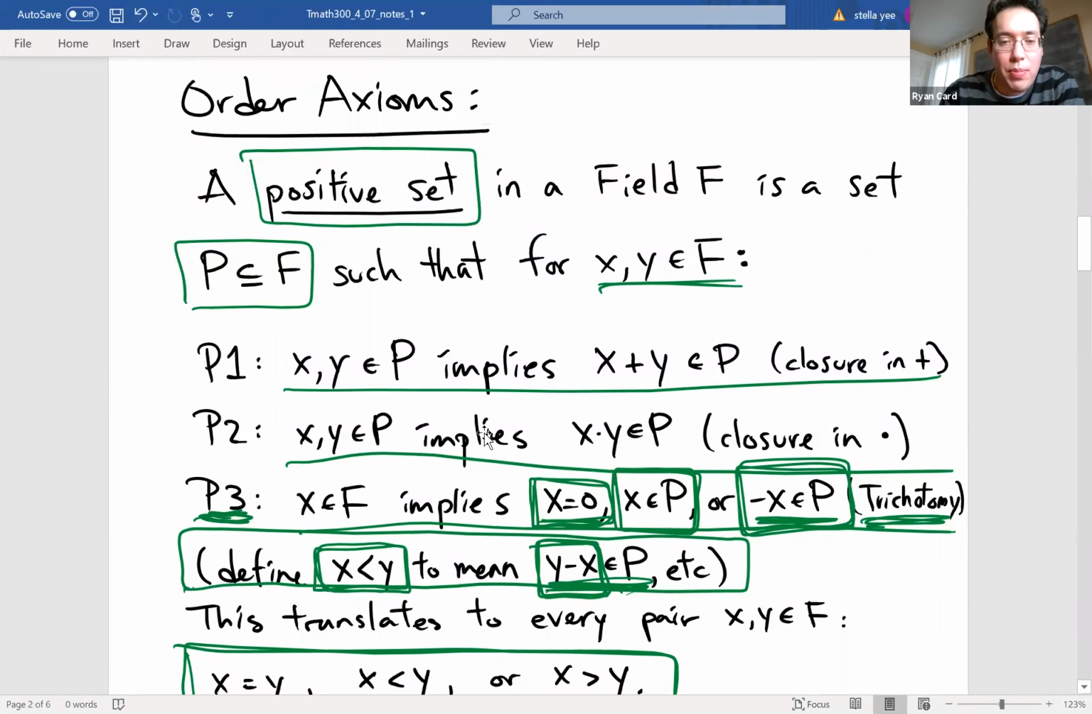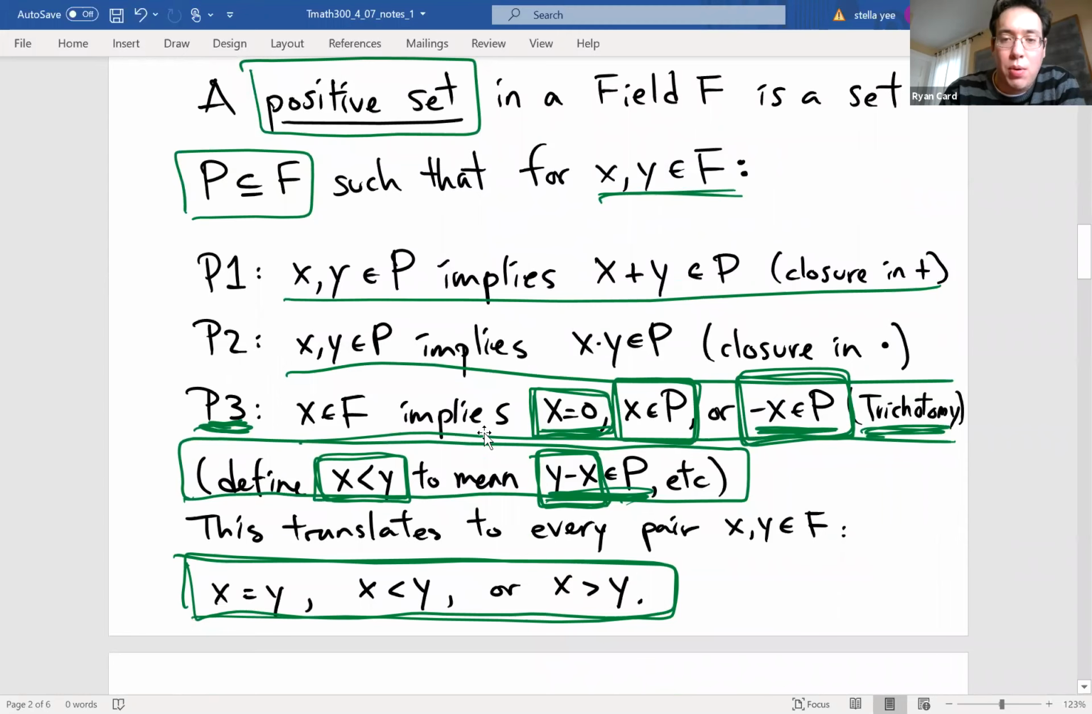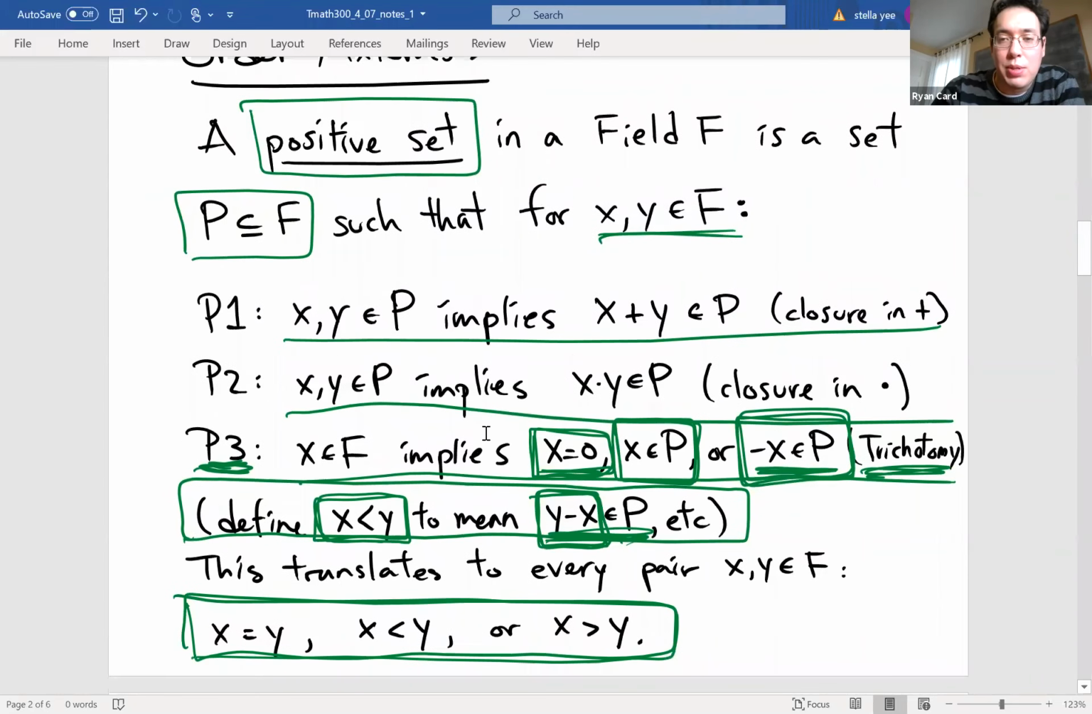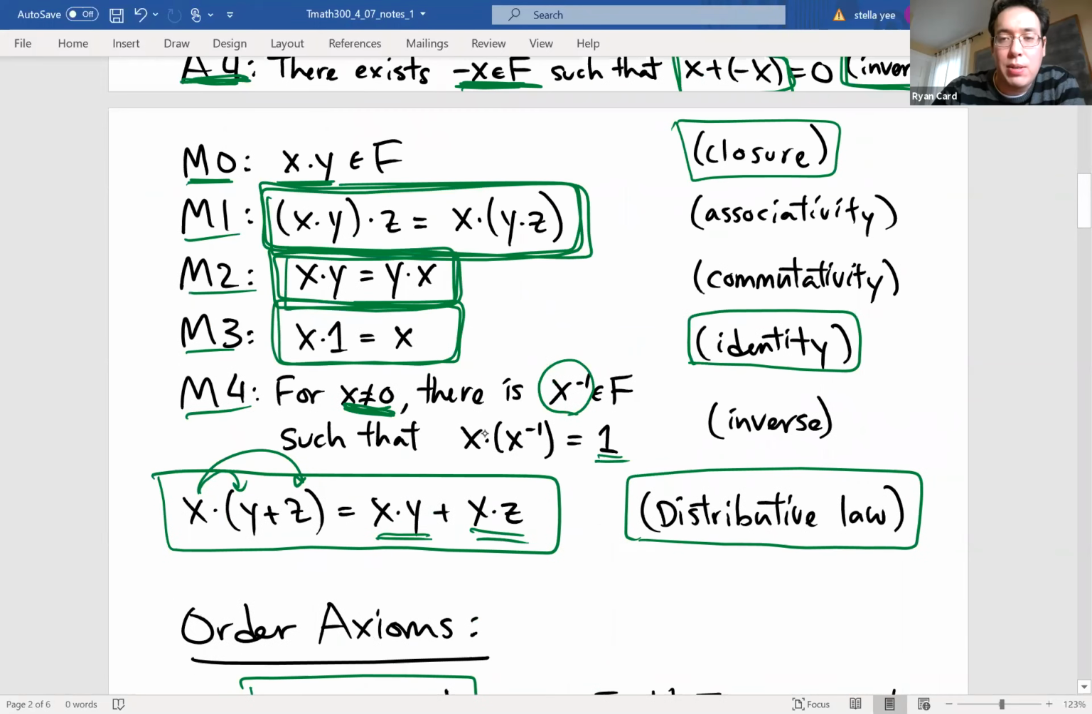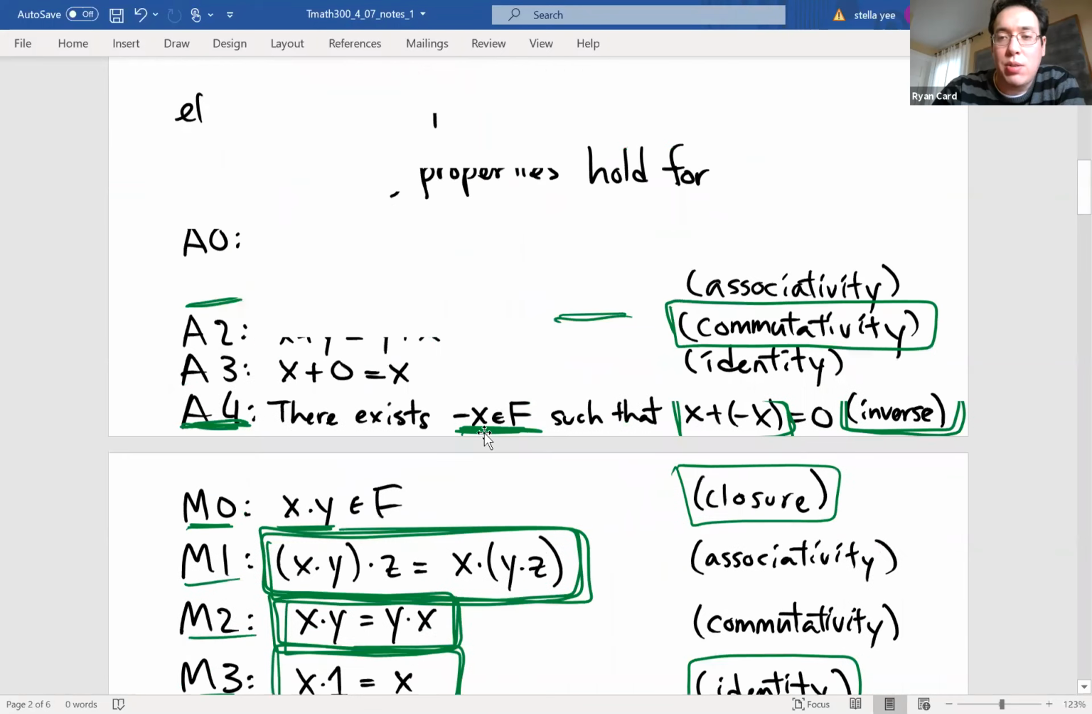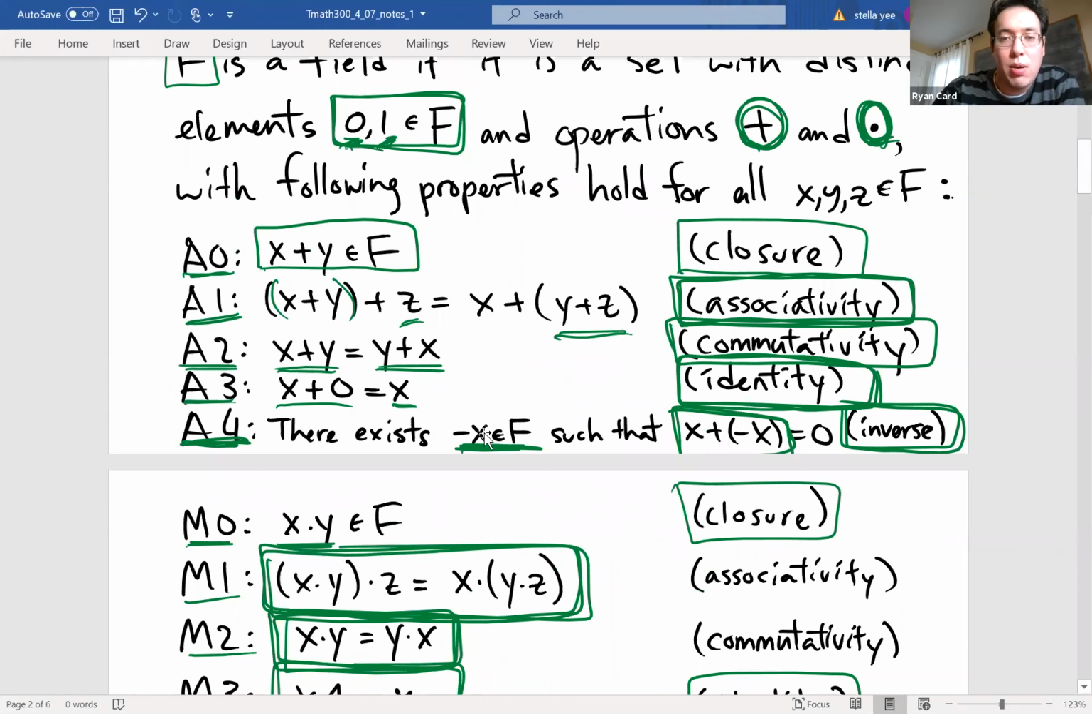Okay. All right. So we had 3 more rules. So let's see. We had 11 rules to be a field, 3 extra rules to be an ordered field.